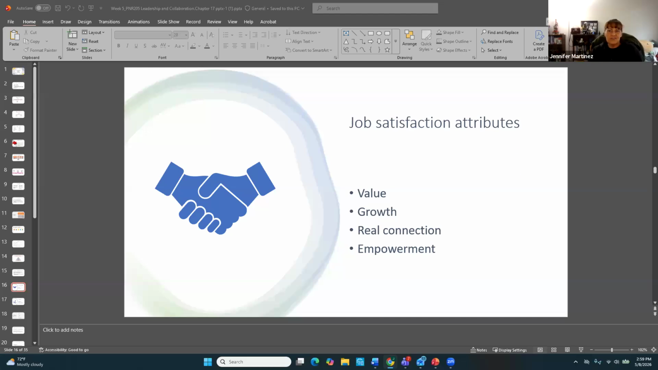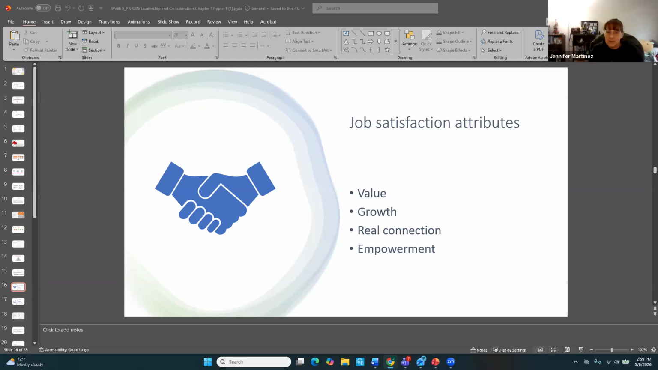All right. Other job satisfaction attributes, value. Do you feel valued when you go to work, right? What about growth, right? Are there opportunities for you to learn, to grow, to move up in the organization, right? To be able to do more. The fact, making a real connection.